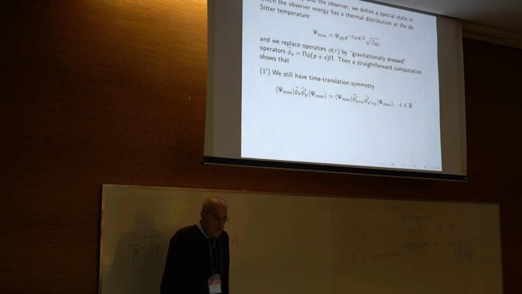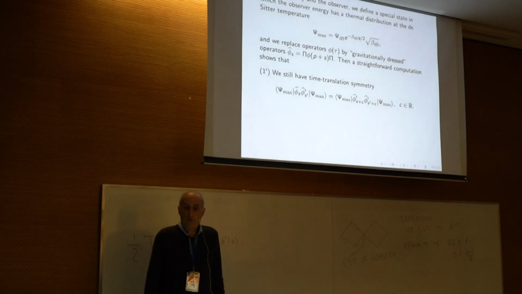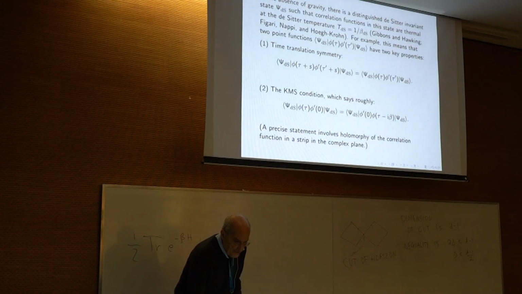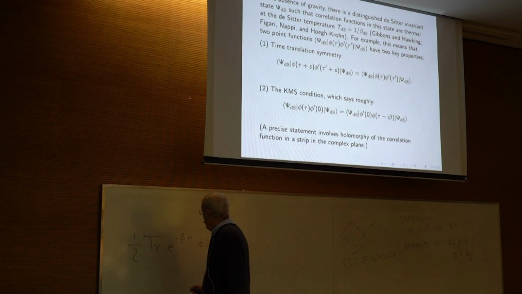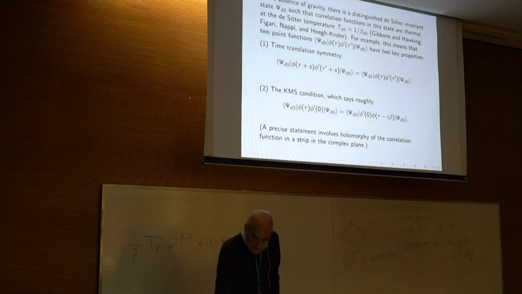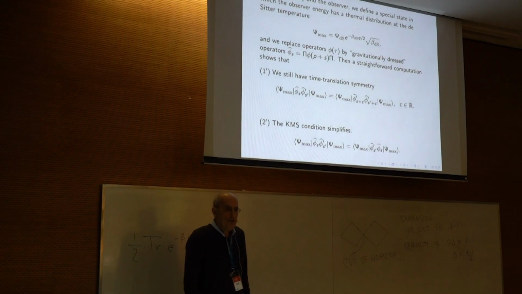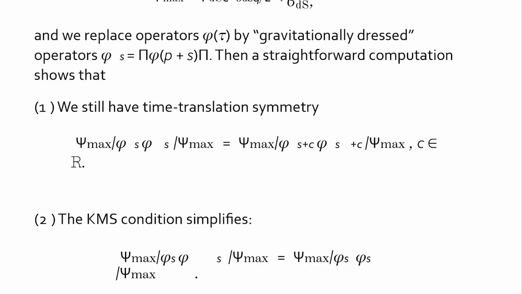And the second thing, which is the main point actually, is that the KMS condition simplifies. The usual KMS condition has a shift in imaginary time because of going through the e to the minus beta h in the trace. But the modified KMS condition with gravity and the observer included has no such shift and just says that you can exchange the order of the operators with no change in the correlator.